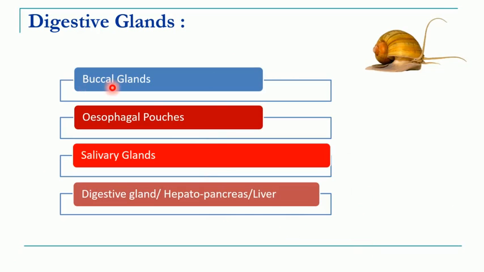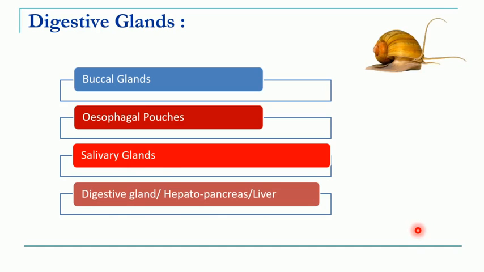The first one is known as buccal glands. The second type of gland is called esophageal pouches. The third are known as salivary glands, and the fourth is known as the digestive gland. It is also referred to by another name, hepatopancreas, or commonly as liver. So let's study each one of them.